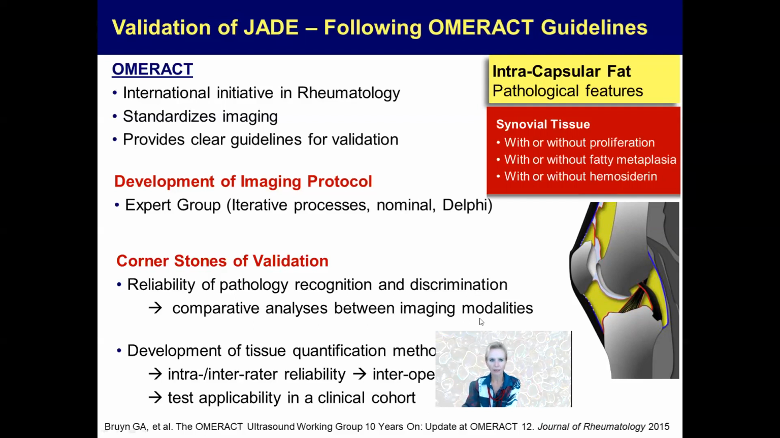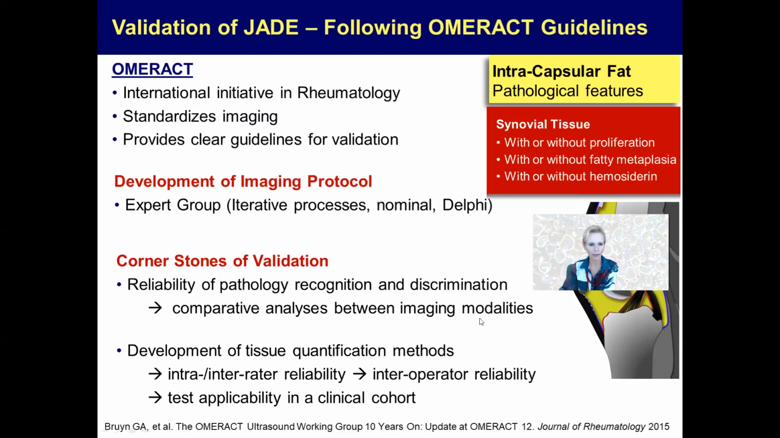And then as a second step, one has to think about development of tissue quantification methods, be it scoring or be it direct measurements, but one has to show that there is intra and inter-rater reliability, that there is inter-operator reliability, and finally, all of that has to be applicable to a clinical cohort.